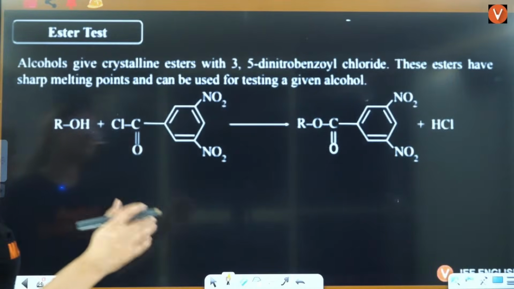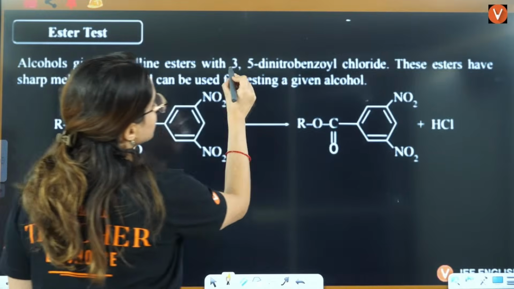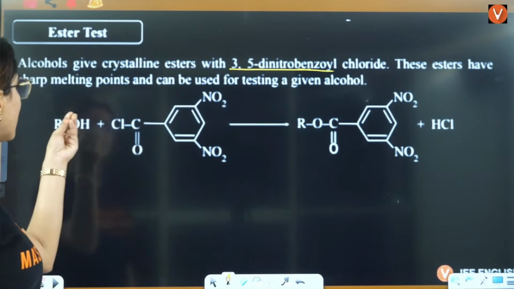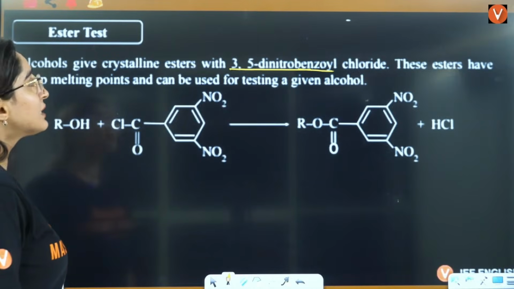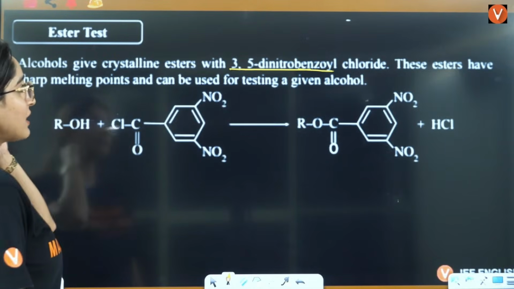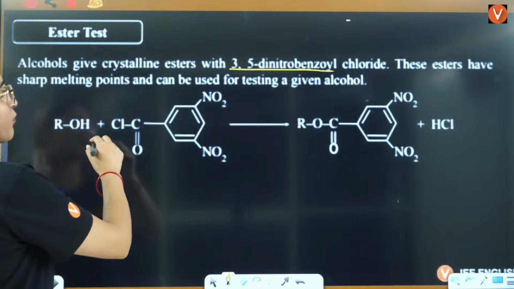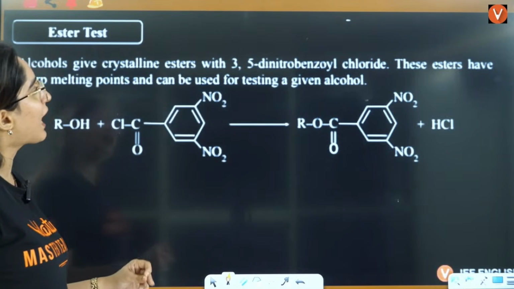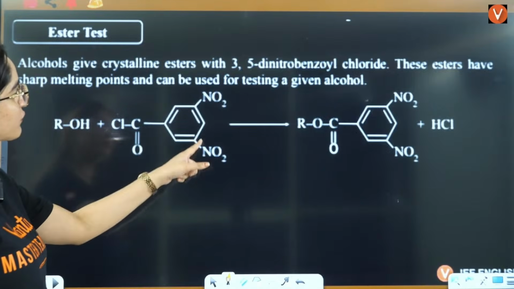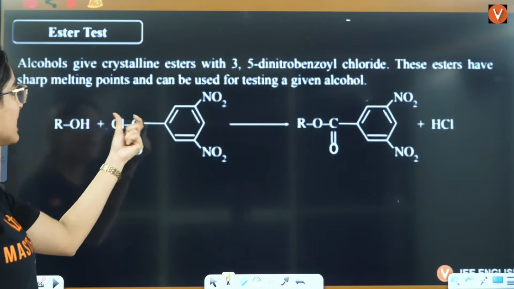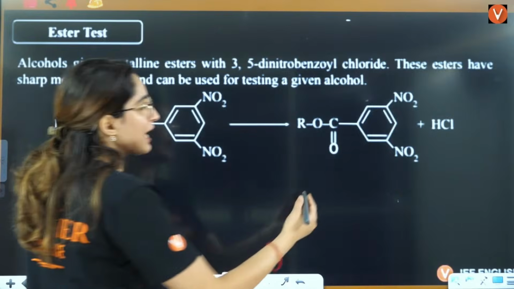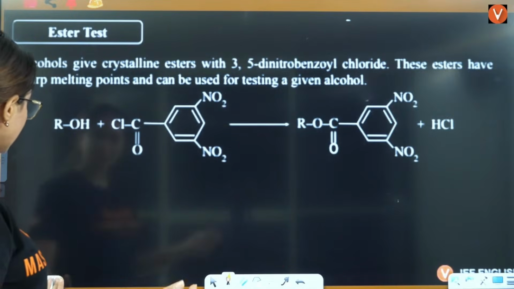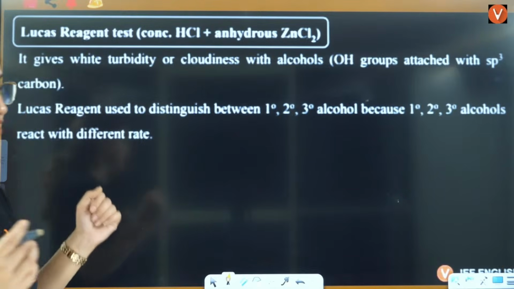Alcohols give crystalline esters with 3,5-dinitrobenzoyl chloride, right? This is one of the examples where alcohol with this gives crystalline esters. These esters have a sharp melting point and can be used for testing a given alcohol. If you react this with 3,5-dinitrobenzoyl, they give crystalline esters that have a very good melting point. They can also be used for identification.